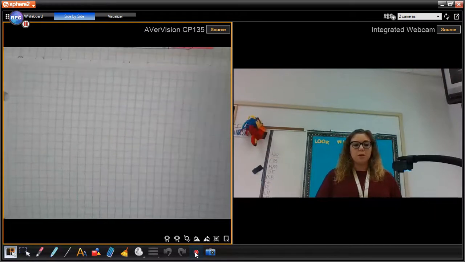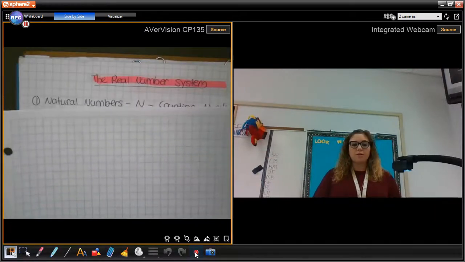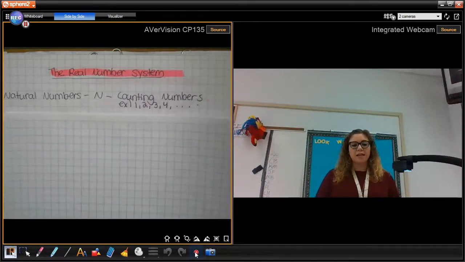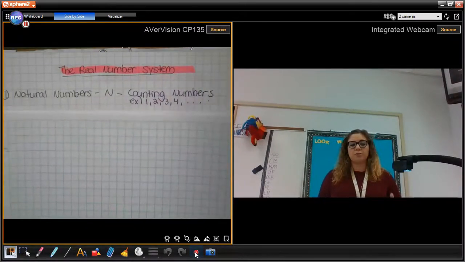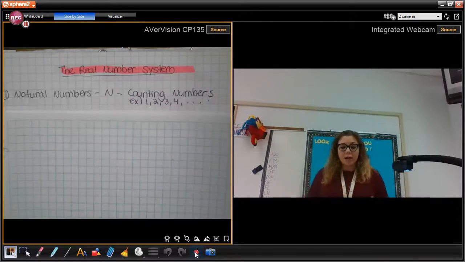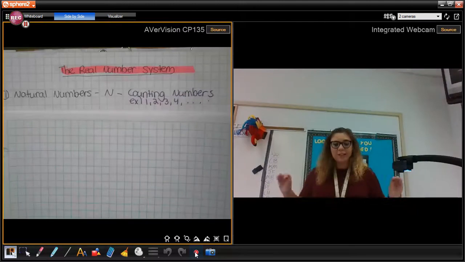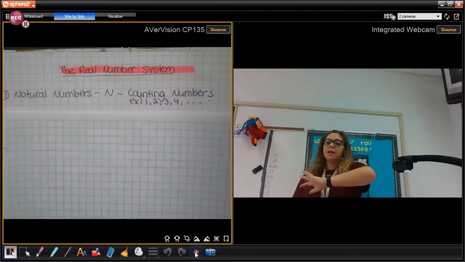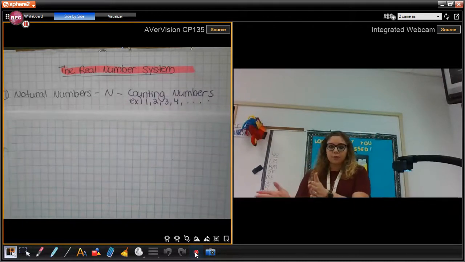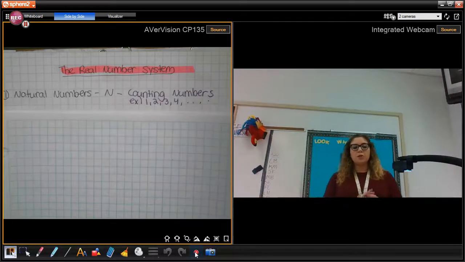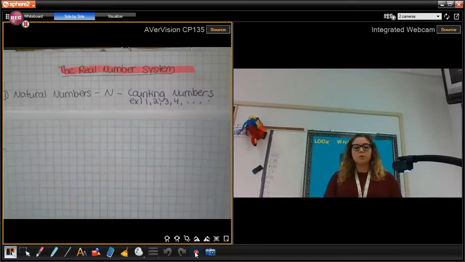Okay? So the first kind of number is your natural numbers, and it is denoted by N. And these are your counting numbers. It starts out 1, 2, 3, 4, so on and so forth. It does not include decimals, fractions, negatives. It's just 1, 2, 3, 4, 5, so on and so forth. Okay, so those are your natural numbers.